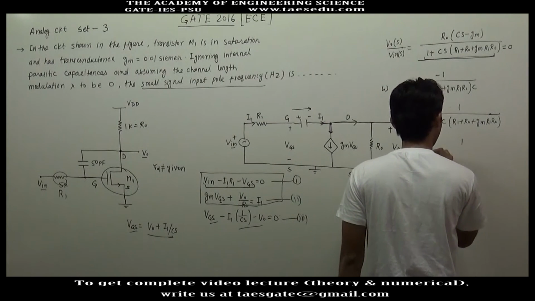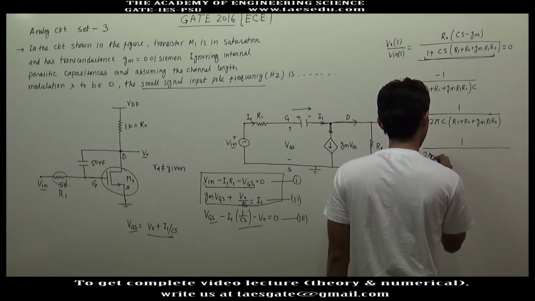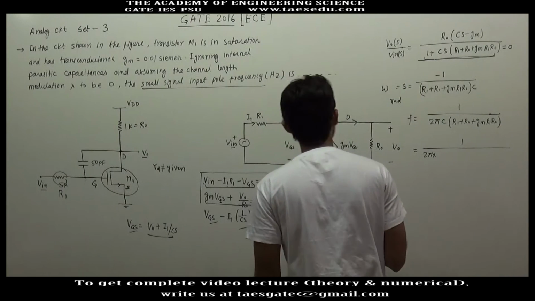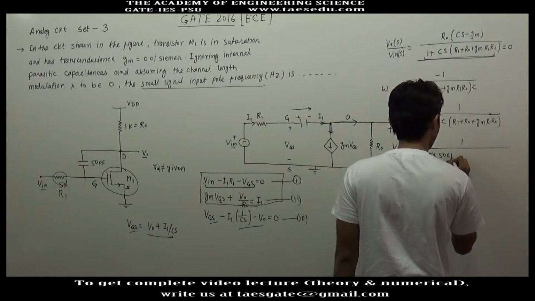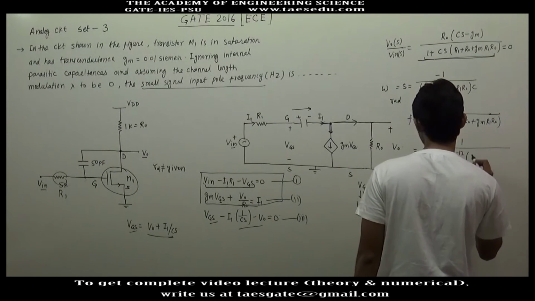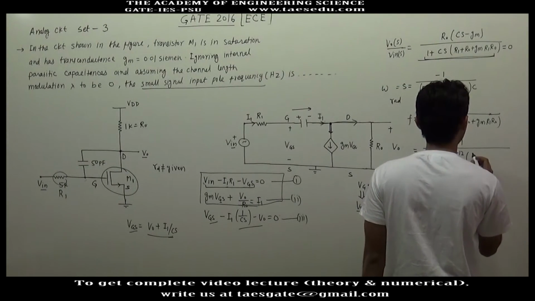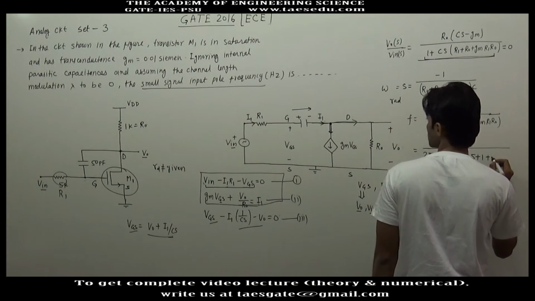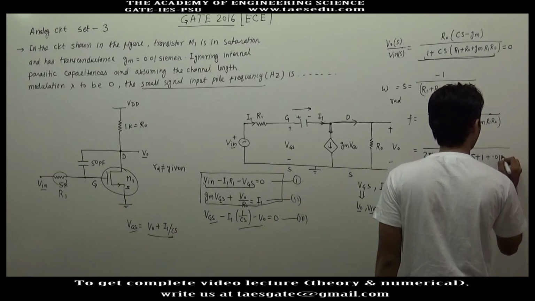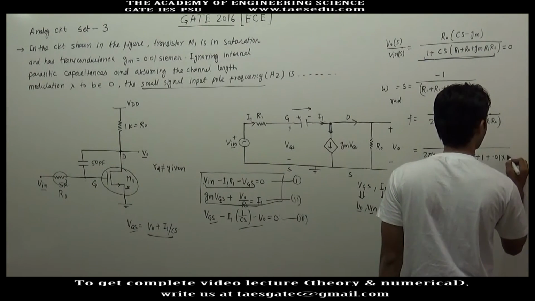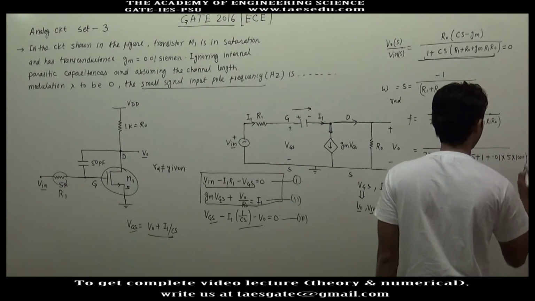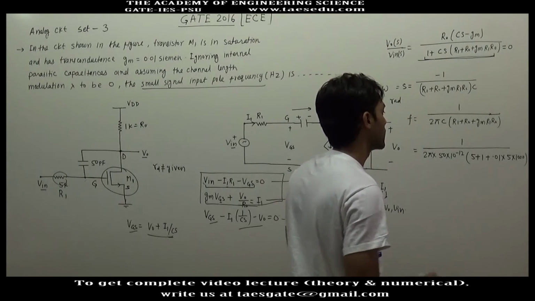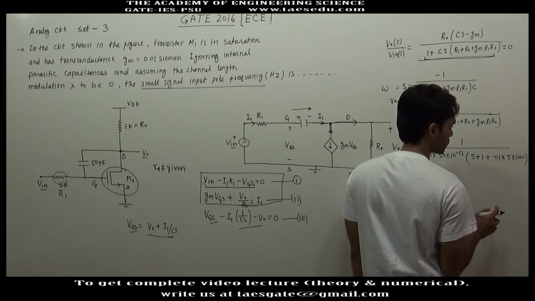So this will be 1 divided by 2 pi into C, which is 50 picofarad, 10 to the power minus 12, R1 is 5 kilo ohm, R0 is 1 kilo ohm plus gm is 0.01 into 5 kilo ohm into 1000 ohm. We have to keep the unit of kilo ohm. This is 5 kilo ohm, this is 5 kilo ohm.